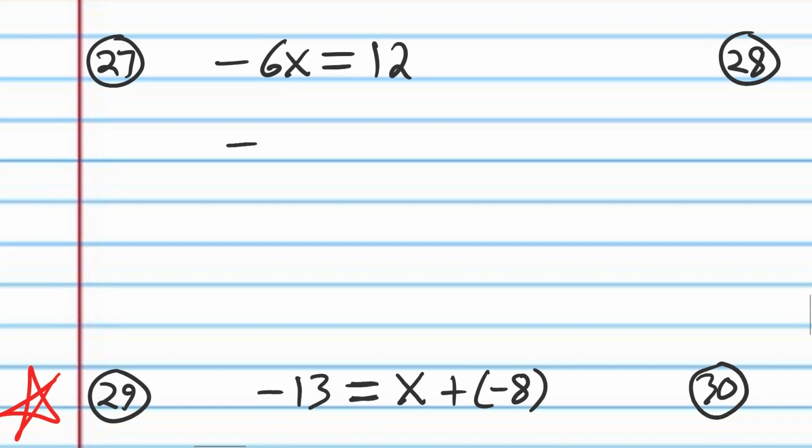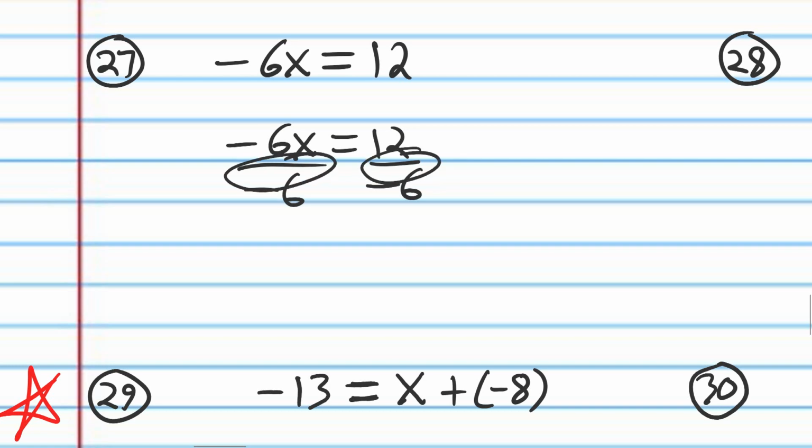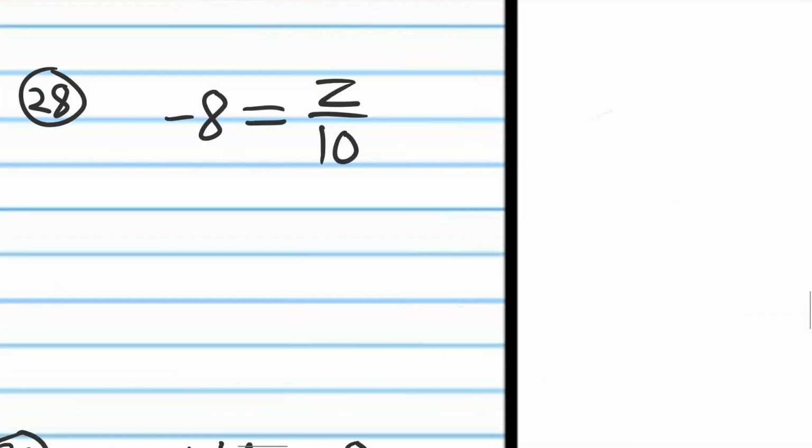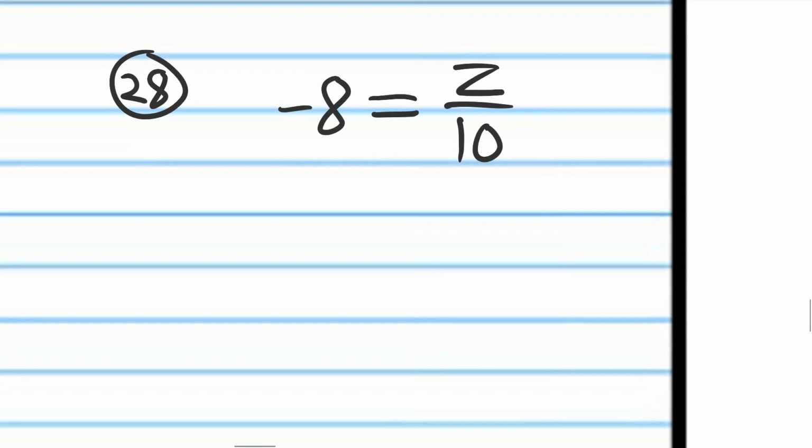All right, we're back. We're going to divide both sides because that's -6 times x, so we have to do the opposite of multiplication, which is dividing by -6. The fraction sign means division. That's how we show division. The -6's cancel out, and we have 12 divided by -6, which is -2. So if you got -2, good job. Try 28, and when you come back, we'll do it together.